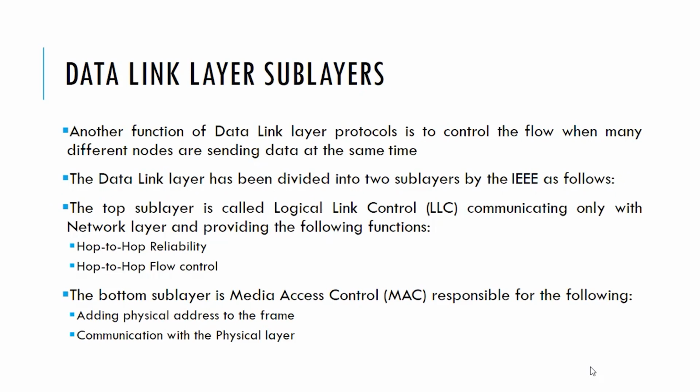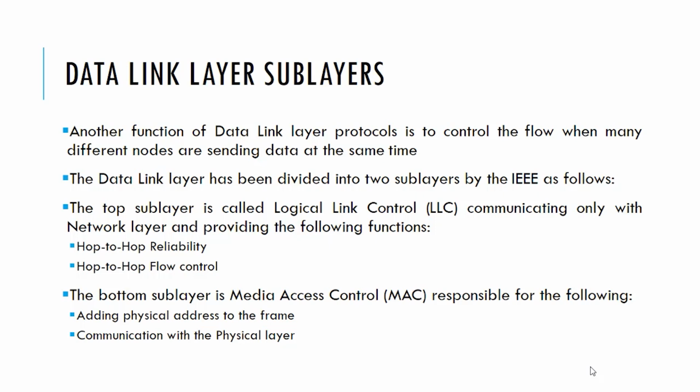The data link layer is divided into two sublayers, the LLC, which is the logical link control layer, and the MAC layer, the medium access control layer. Another function of the data link layer is that it controls the flow when many different nodes are sending data at the same time. This is the layer where collision is detected and avoided. This is the layer where CSMA/CD and CSMA/CA, if you remember, carrier sense multiple access with collision detection, or carrier sense multiple access with collision avoidance, take place and are implemented.